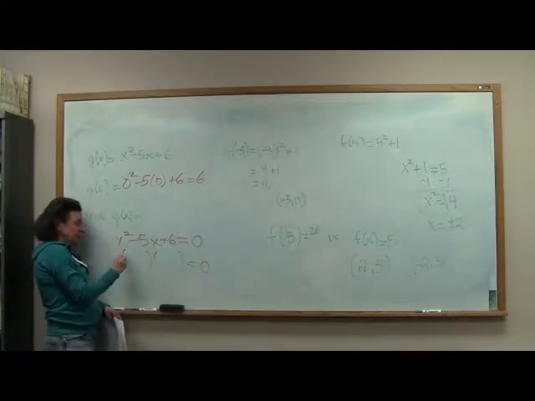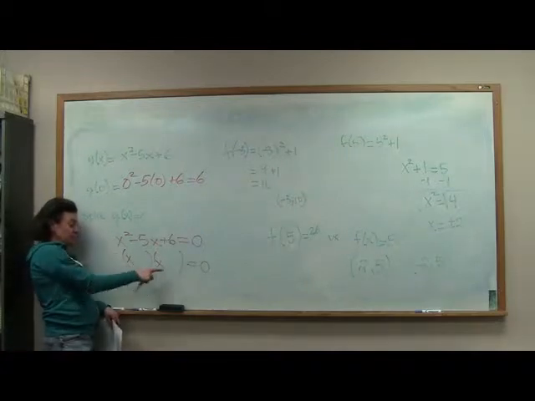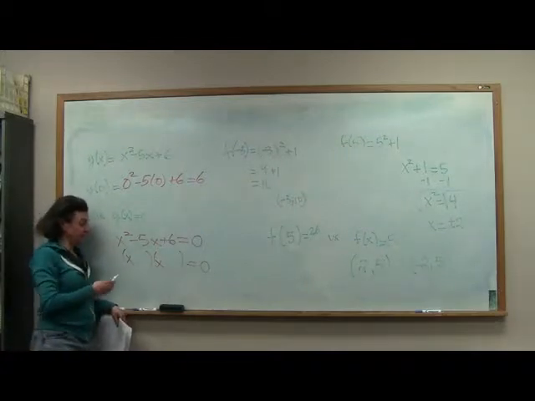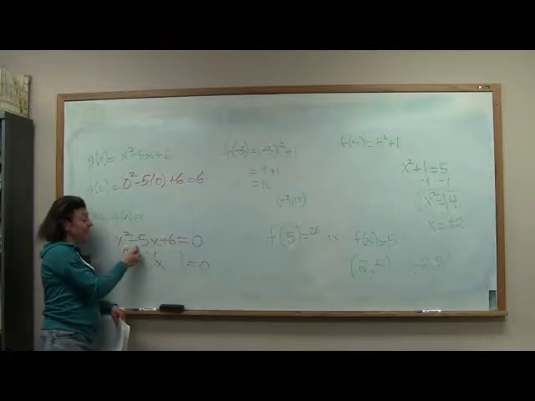Remember, when you have 3 terms and you have a squared, and there's a 1 in front of your squared term, each of those are x's. Now, remember, we need 2 numbers that multiply up to our last number and add up to our middle number.